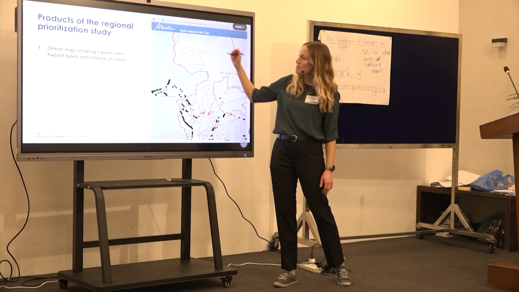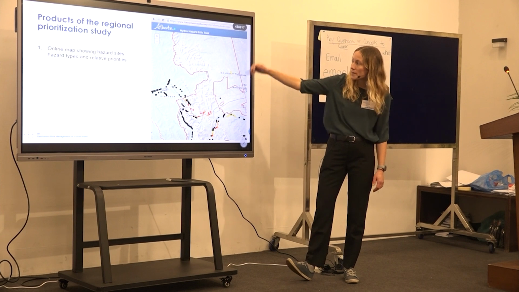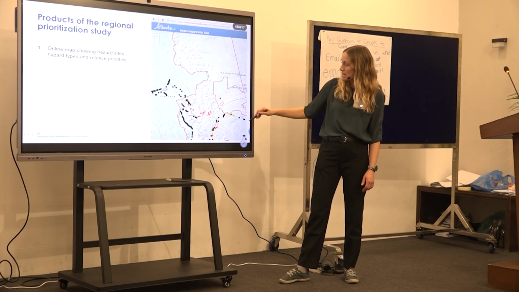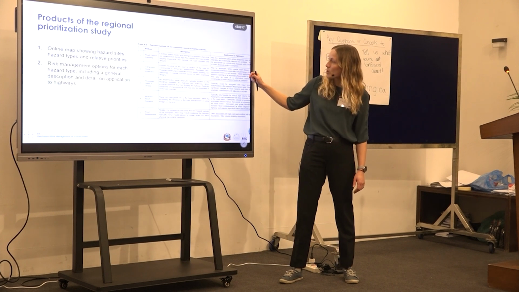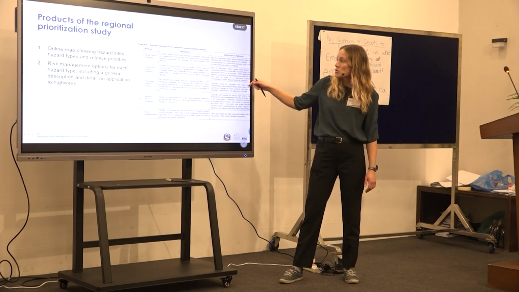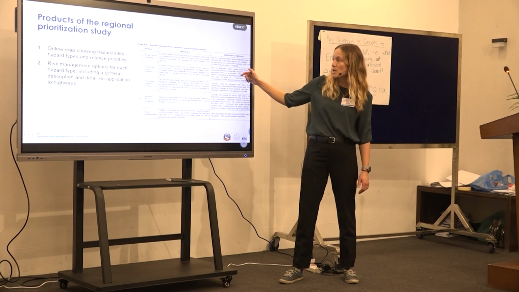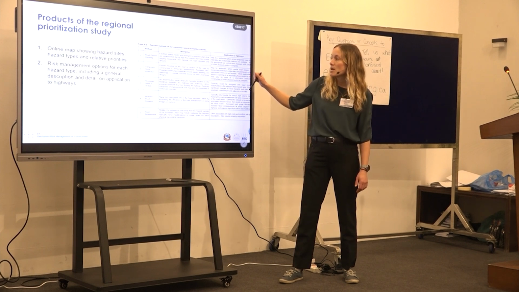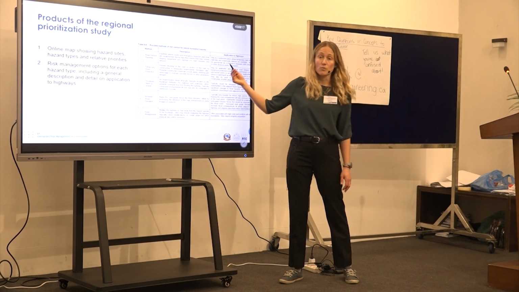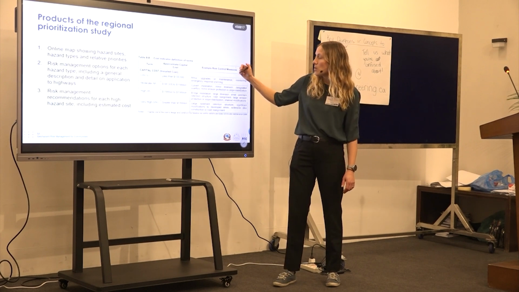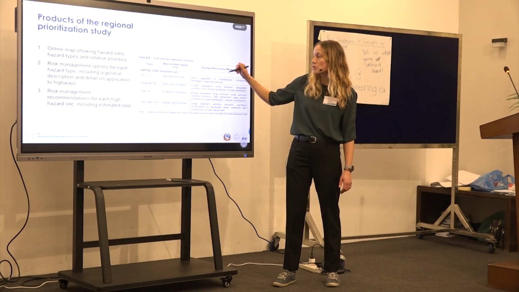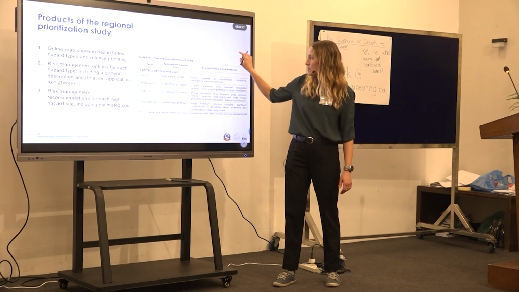And then the product of that regional study is we had an online map that showed the different hazard sites and hazard types with the colors showing what were the priorities. It also included some information for each of those hazard types. What are the different risk management options? And then for each of those risk management options, what's an estimated cost?